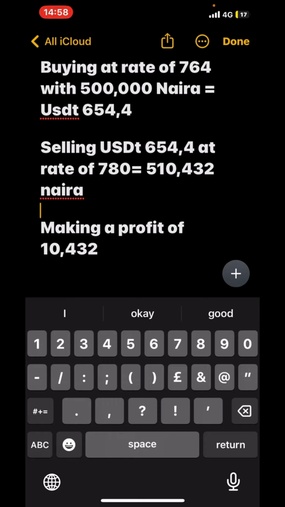Then we are going to sell the USDT at the rate of 780. So we are going to get 500,432 naira. So that's how much we are going to sell our USDT we bought at 500,000 too. Then we are making a profit of 10,432 naira. So let me show you how to do this.